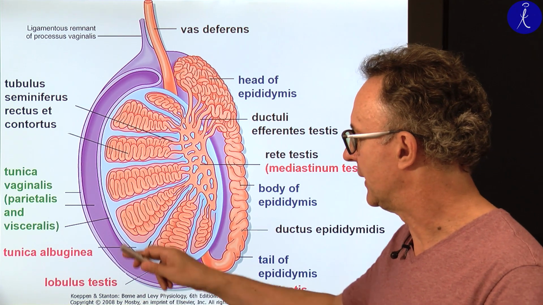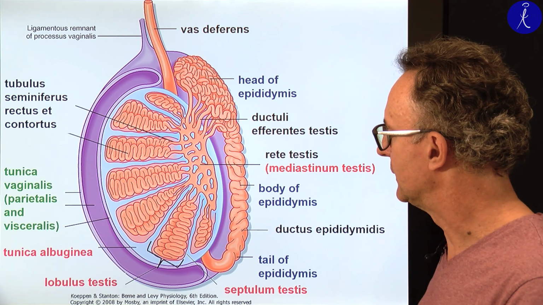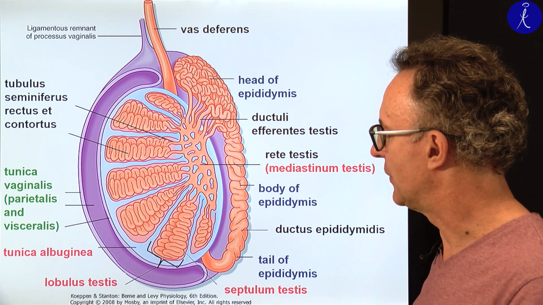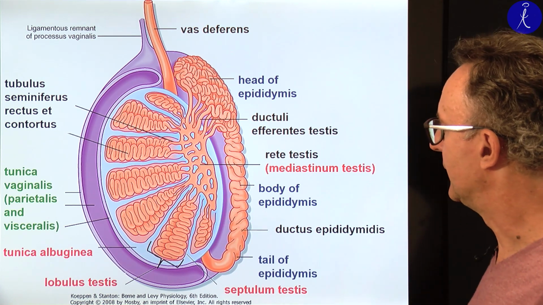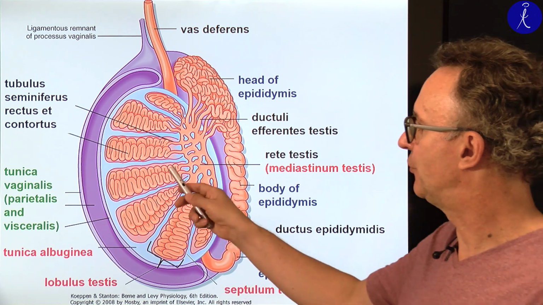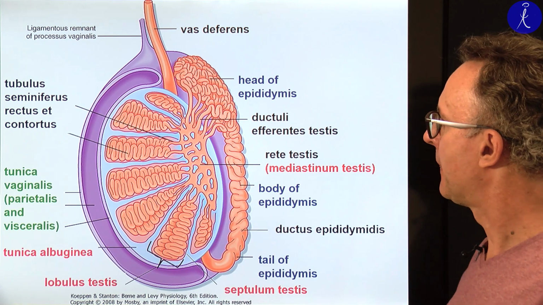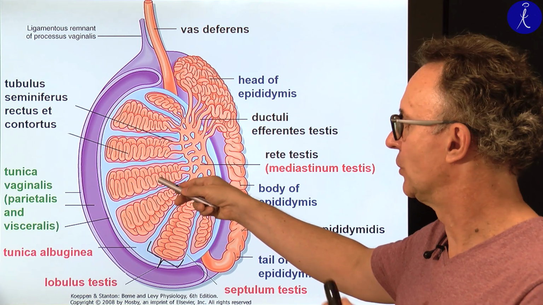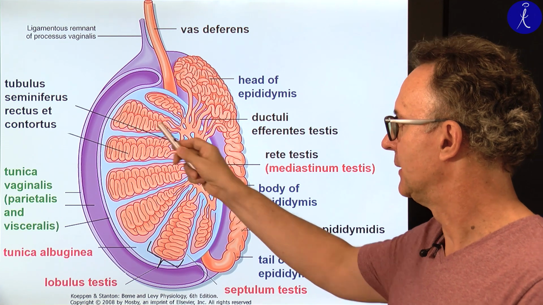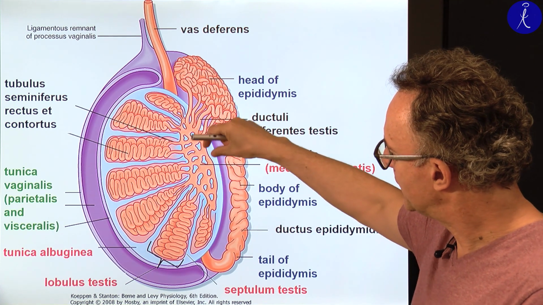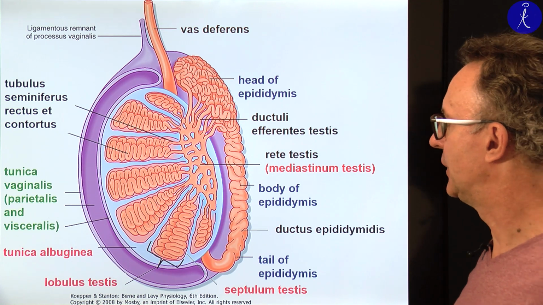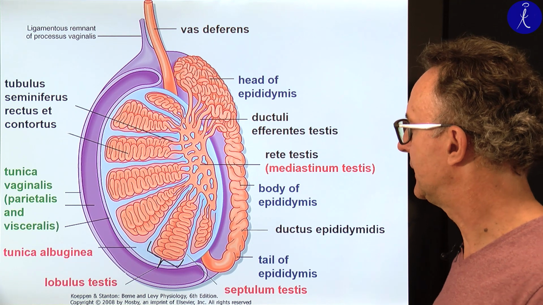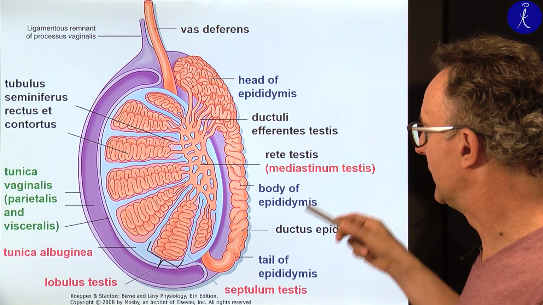The tunica albuginea otherwise provides septae in the organ, and these units this way are the lobules, and in each lobule we are able to find 1 to 4 seminiferous tubules. These are first contortus, so coiled, at the end become straight, so rectus, and posterior and superiorly they merge, they converge in a quite irregular network called rete testis, and this area of the testis is called mediastinum testis.